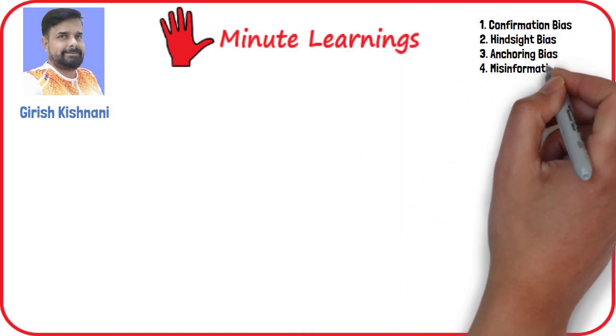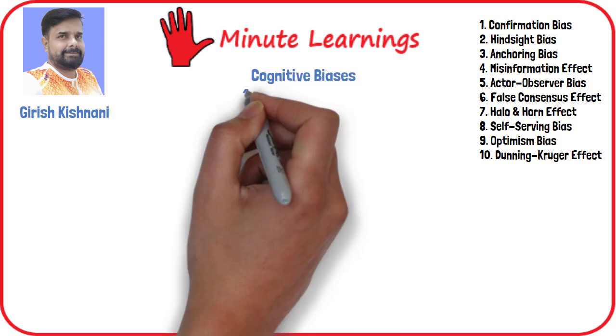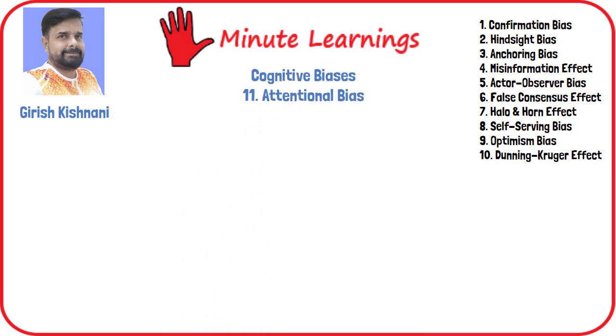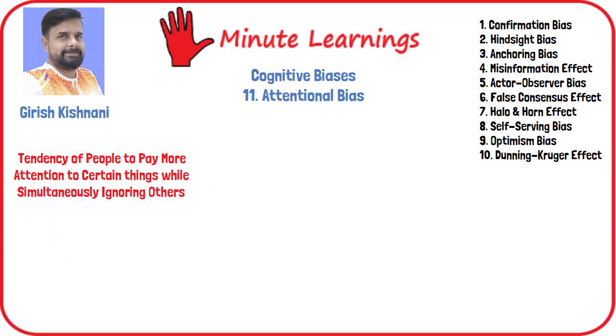This is the 11th video in the series of cognitive biases. We shall focus on the attentional bias in this video. Attentional bias is the tendency to pay more attention to certain things while simultaneously ignoring others.